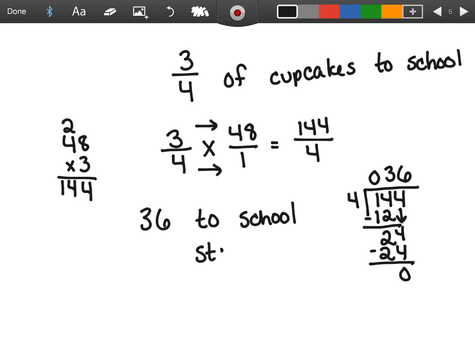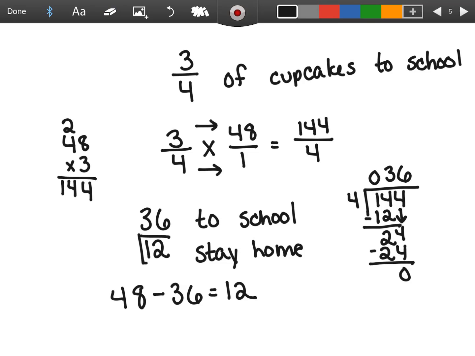So we want to know how many stay home. We started with 48. And we use the word left. So we're going to take away those 36 cupcakes, and we are left with 12. So 12 cupcakes stay home, and that is our final answer.